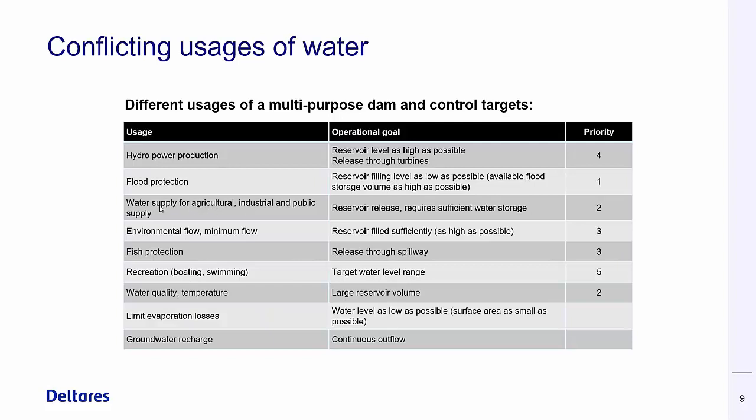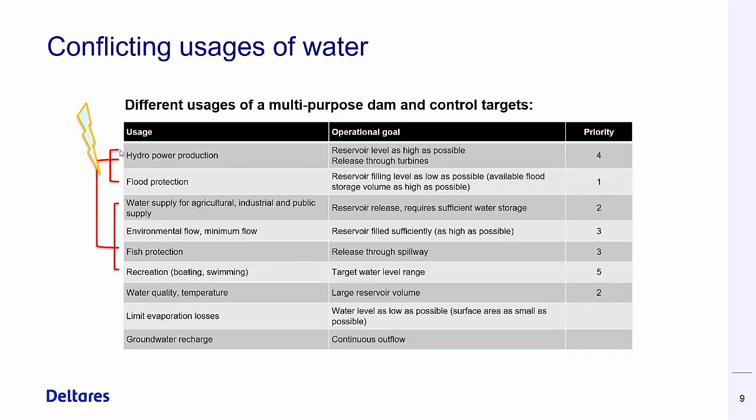Other use functions: water supply for agriculture, industry and drinking water, public supply, environmental flow, minimum flow, fish protection. Minimum flow can also address cargo ship navigation. Recreation, boating and swimming, maybe in the summer more important than in the winter. Water quality issues usually have to be considered. Evaporation losses, that's a bit tricky because we cannot really control that, but if the water level is low and the surface area is small, then we lose less by evaporation. And some dams also address groundwater recharge.